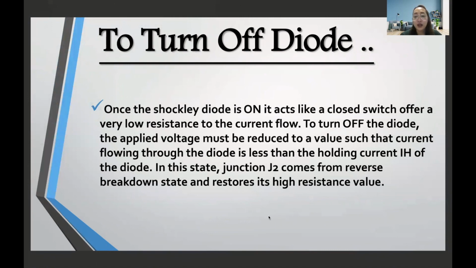But how do we turn off the diode? Once the Shockley diode is turned on, it acts like a closed switch and offers a very low resistance to the current flow. To turn off the diode, the applied voltage must be reduced to a value such that the current flowing through the diode is less than the holding current of the diode. In this state, junction 2 comes out of the reverse breakdown state and restores its high resistance value. When you lower the applied voltage of the Shockley diode, it will gradually turn off the diode, since we are building up again junction 2 of the diode.